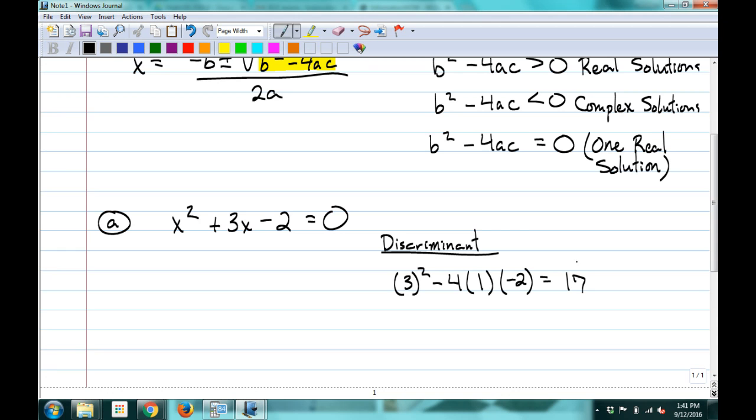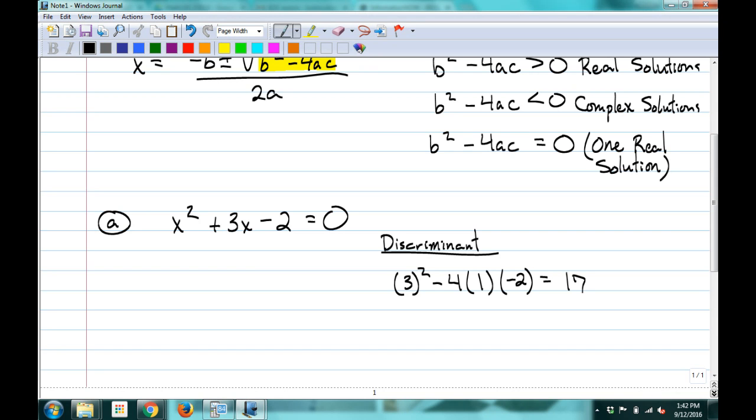What kind of answers are we going to have? Real. Why? 17 is greater than 0. Yeah, 17 is a positive number. So we know we're going to have real solutions. What we're going to see later on this week is what that means: that thing is going to cross the x-axis. That's all that means.